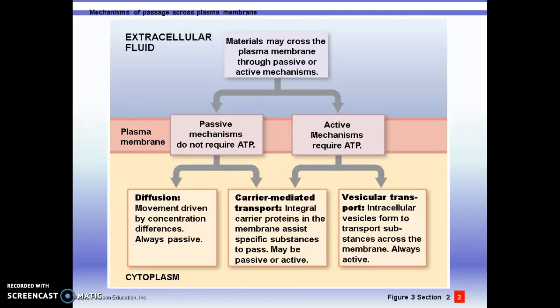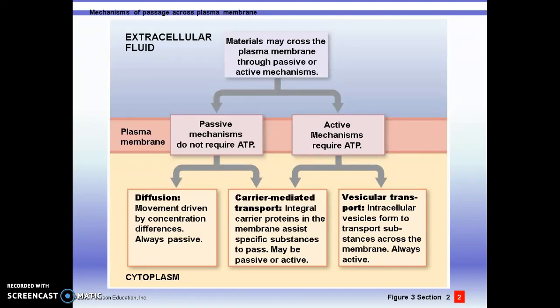Passive mechanisms that do not require ATP include diffusion, and diffusion is movement by concentration differences. So on one side of the membrane, the solute is in very high concentration, that is, the substance, sugar or salt or hormone, and it passes across the membrane to a low concentration. This is always passive. And there's also carrier-mediated transport, which, if it's passive, is basically a protein that produces a pore in the membrane and allows a substance to pass through that pore.